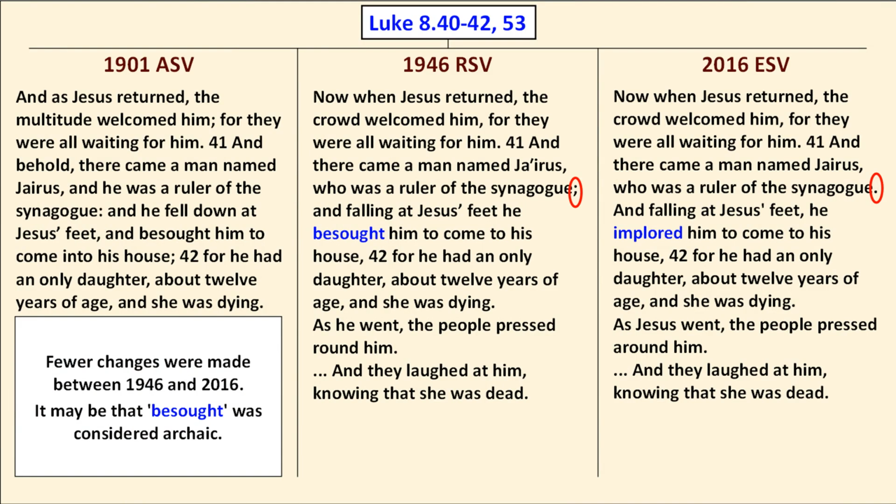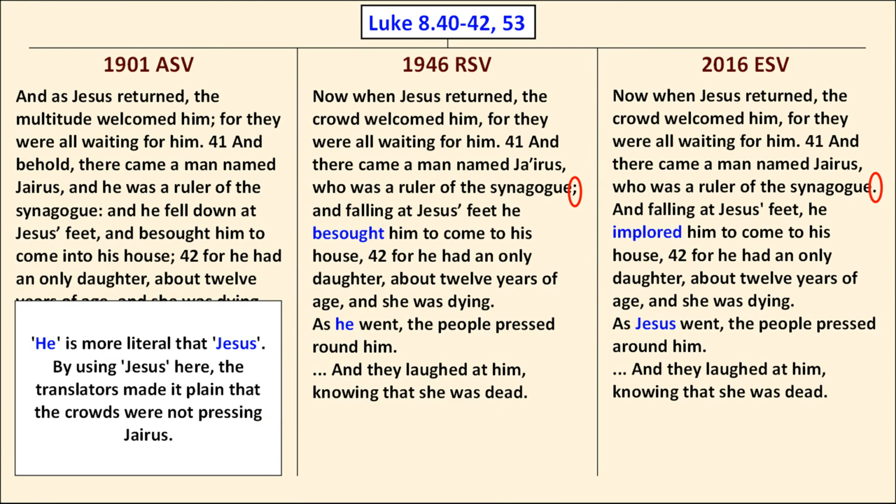So next, let's look at the changes that occurred over the 70 years between 1946 and 2016 in this passage. We lost another semicolon, replaced by a full stop. "Besought" became "implored." The Greek text doesn't include the name Jesus, but using it helps resolve a possible ambiguity. The people pressed around Jesus, not Jairus. So the ESV tidied up the RSV a bit. It deleted a detestable semicolon, replaced that inscrutable word "besought," and clarified a point which I doubt ever confused anyone.